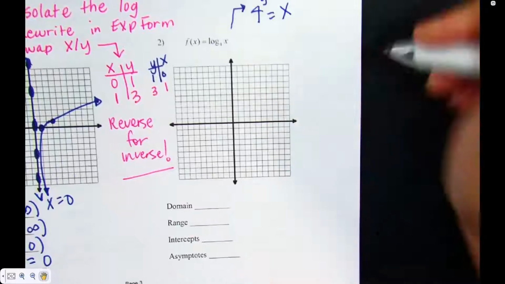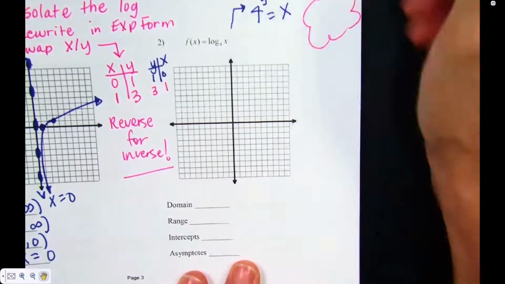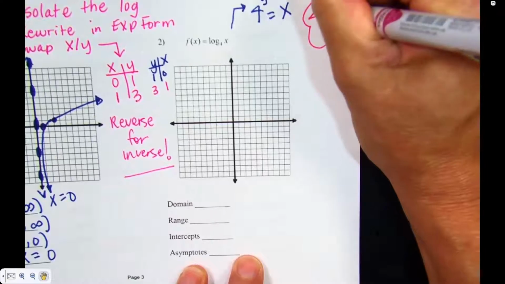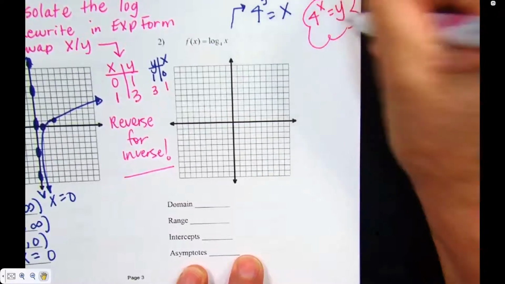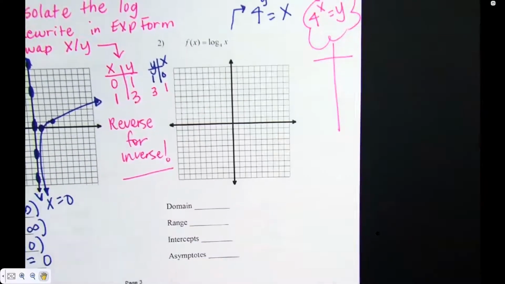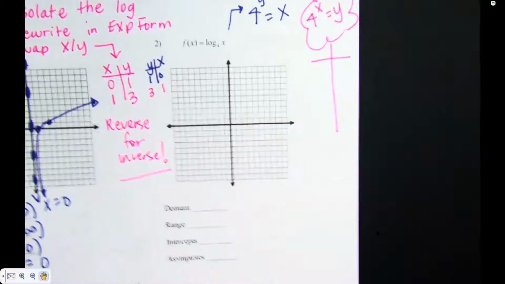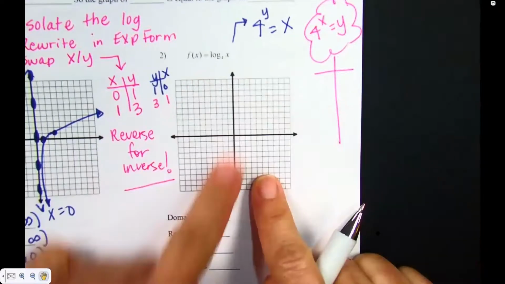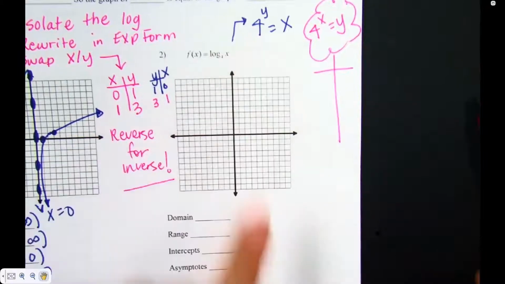So for my tool, I am going to swap x and y. So this is going to be 4 to the x equals y. So everything that I create and everything that I have a T-chart for is going to be reversed when I plot the inverse, which is going to be the log.